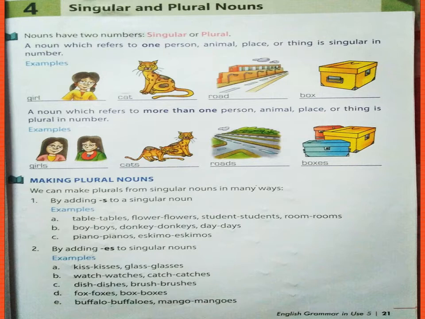Examples are given. Kiss, when es is added, kisses. Glass, es is added, glasses. Watch, es is added, watches. Catch, es is added, catches. So kiss is a singular noun, kisses is the plural form. Glass, singular, glasses, plural. Watch, singular, watches, plural. Catch, singular, catches, plural. Did you understand, children? In some cases, es is added to make the singular nouns plurals.